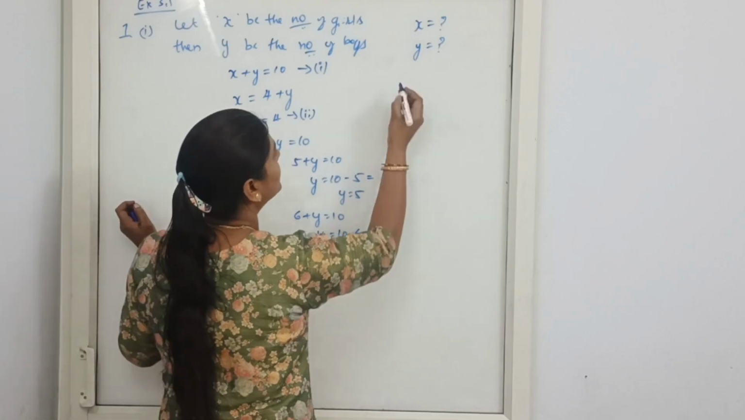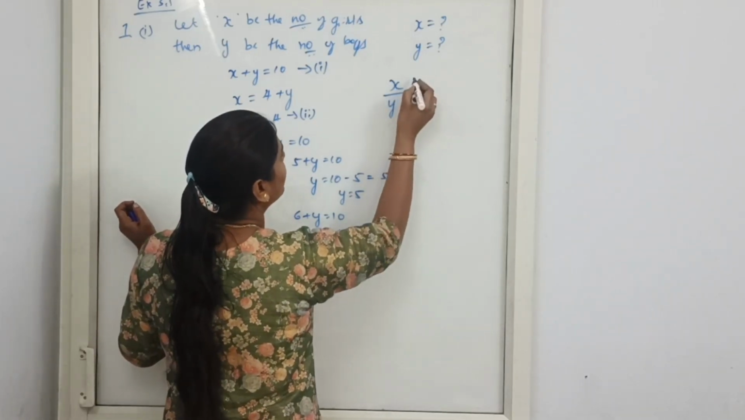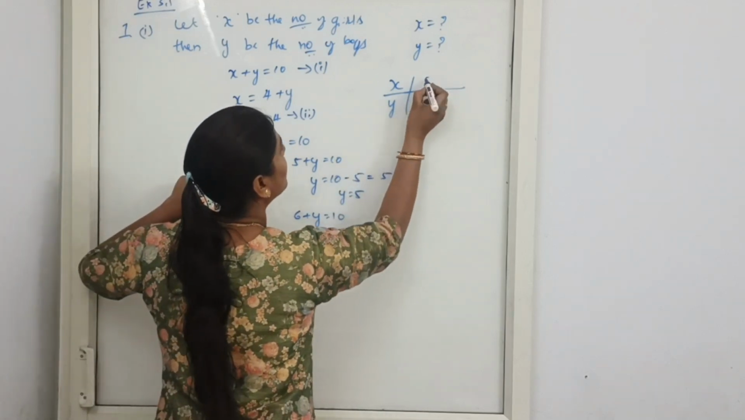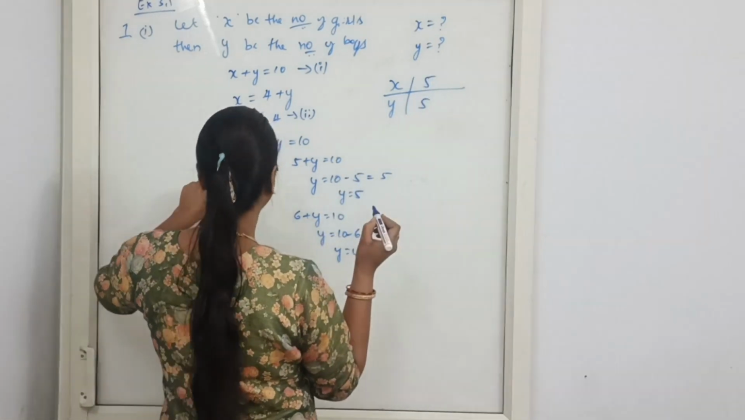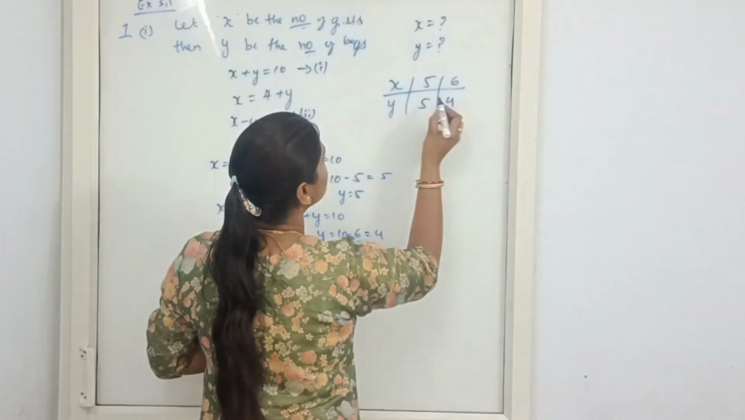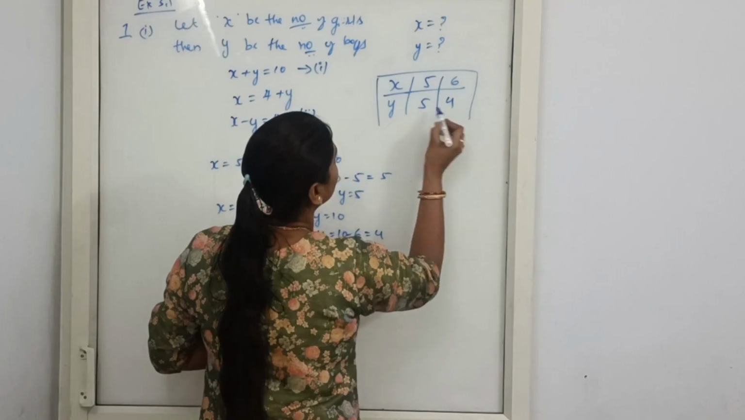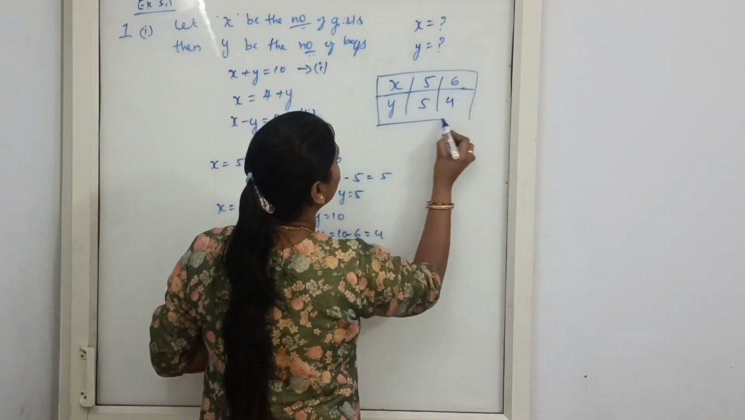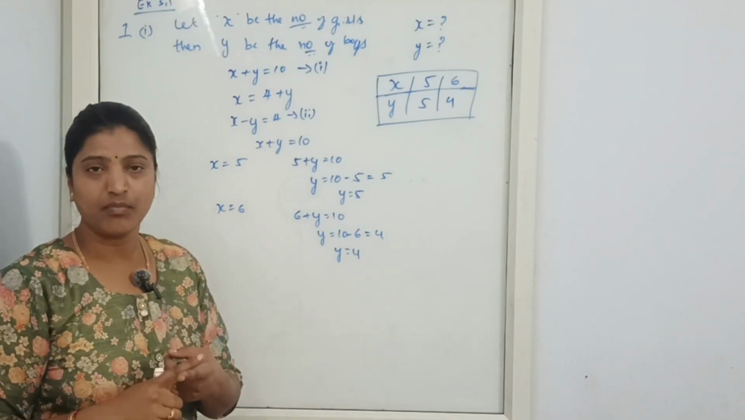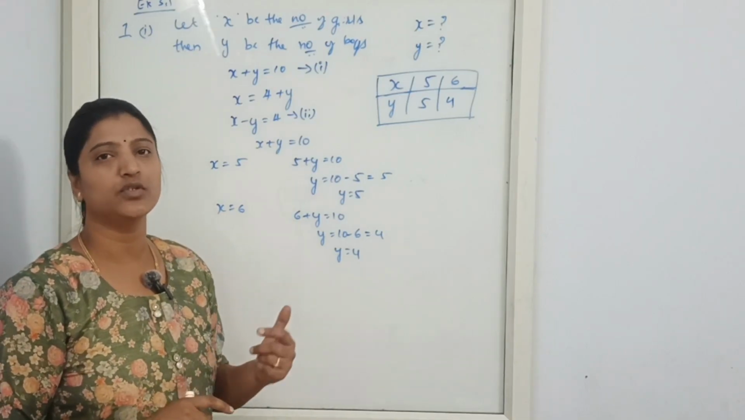Let me write a table here. The first table: if our x value is 5, y value is also 5. If our x value is 6, y value is 4. I think two solutions are enough. If with two solutions you didn't get the intersecting point, then you would have to go for one more solution.